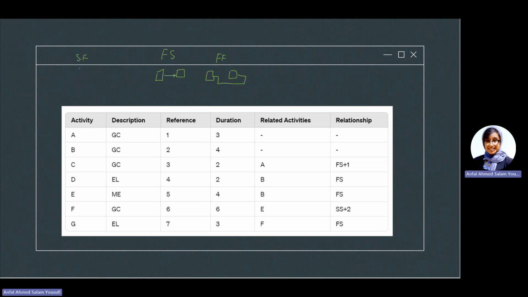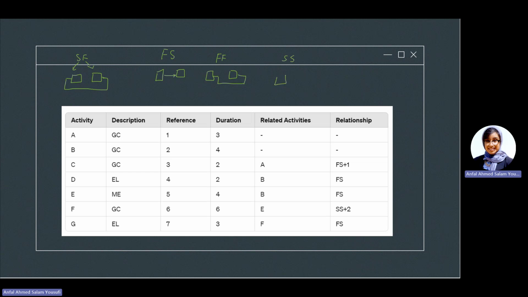So what a start finish is, you're going to have two activities. You are going to start one from here and you're going to finish the second one. Okay, so normally the first letter is for the first activity and the second letter is for the second activity. So in here, our activity would look something like this. Finally, the last relation we do have is start start.